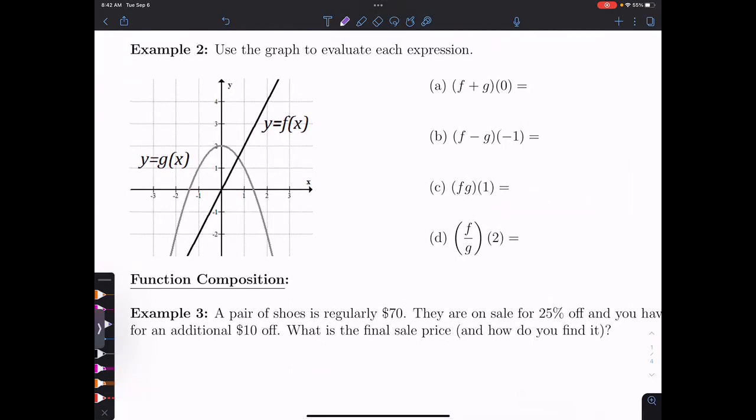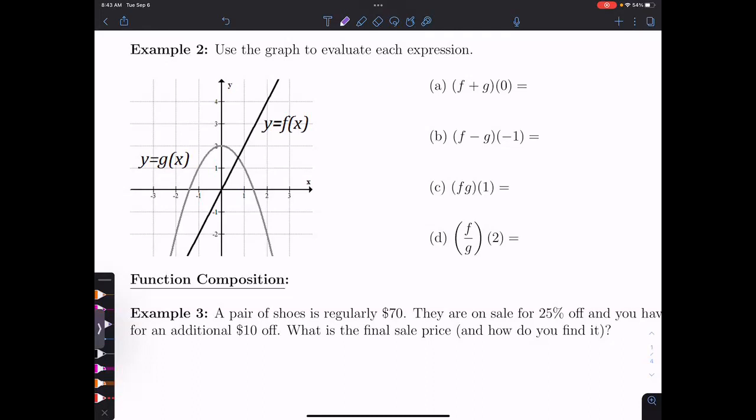F plus g of 0, f minus g of -1, f times g of 1, f over g of 2. What are these? X values. Okay, so I'm asking you to take an x value, look up things from the graph, and then combine them. Again, everything that you need to know should be right here on the graph.